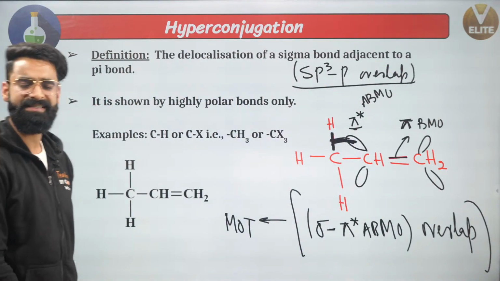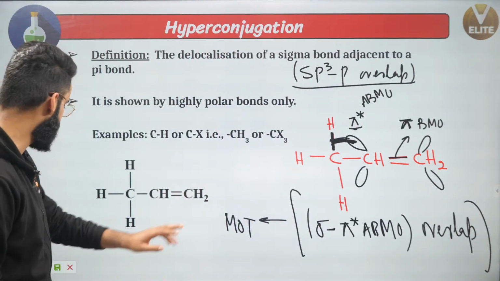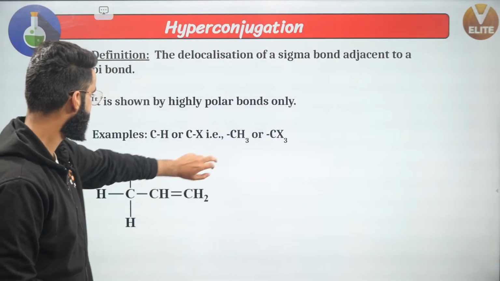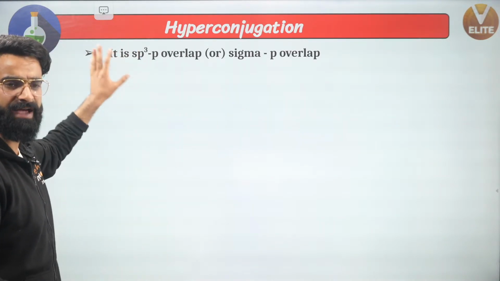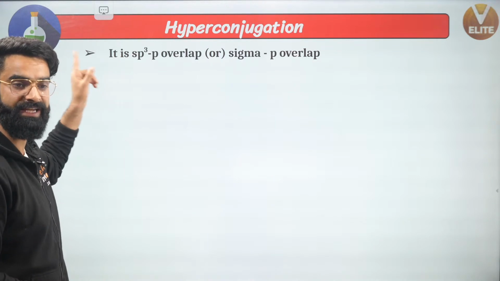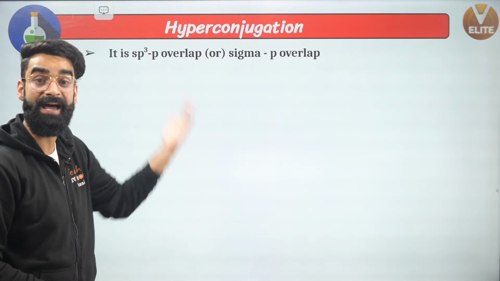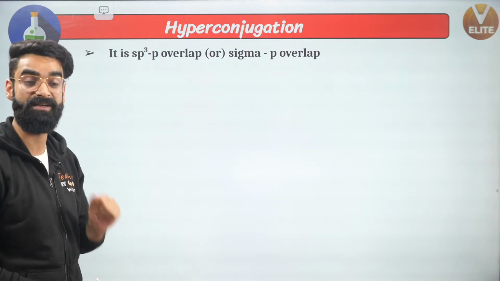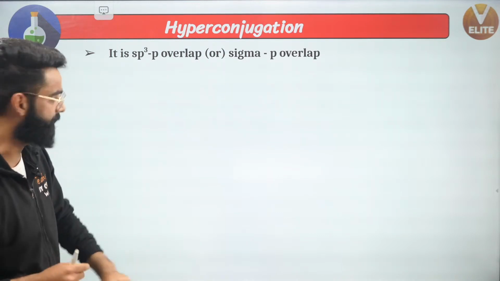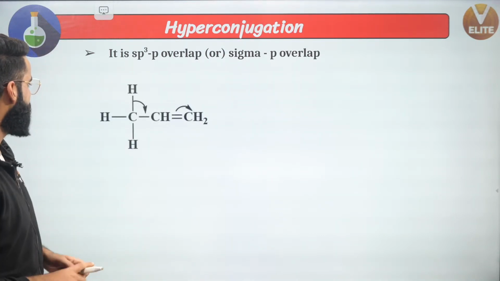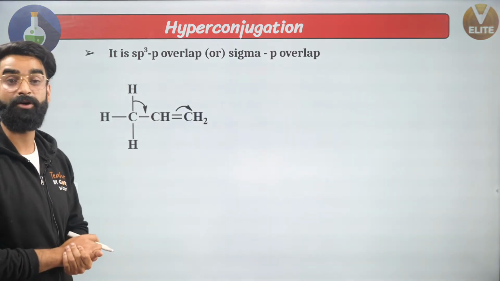Now let's get to know the concepts which I'll be using in the questions from the topic hyperconjugation, okay? This hyperconjugation as per your valence bond theory is sp3-p overlap, or we call this sigma-p overlap. Or as far as MOT, molecular orbital theory, is concerned, it is sigma to pi star overlap. That's it, right?